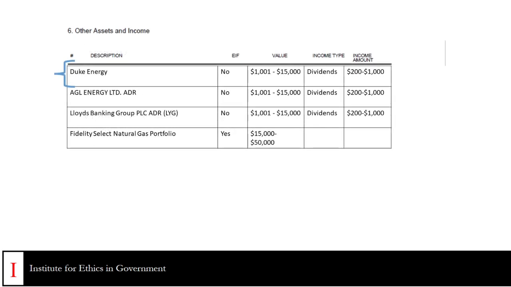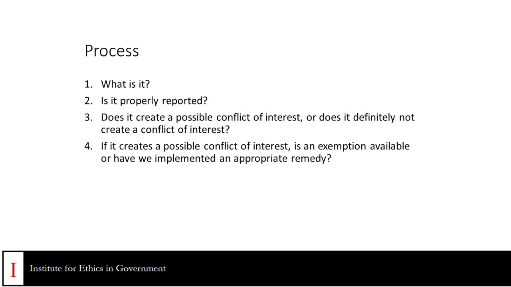So here are the four assets we're going to look at today, and these are all reported on Part 6 of a 278E. The first one we're going to look at is Duke Energy Company. So here's our process. What is it? Is it properly reported? Does it create a possible conflict? And if it does, is an exemption available? So let's get started.